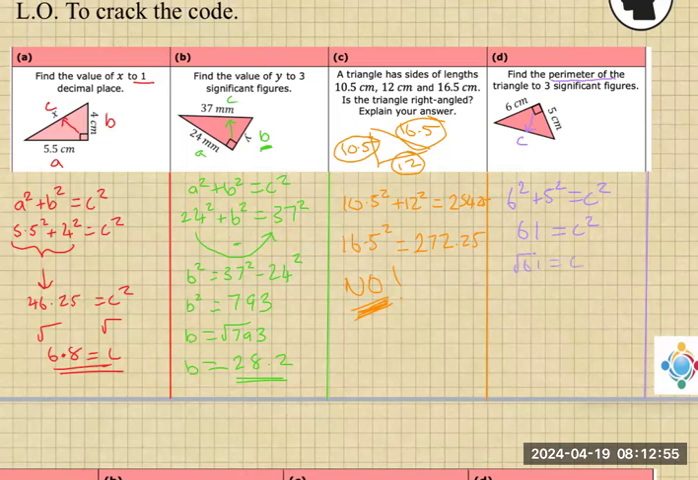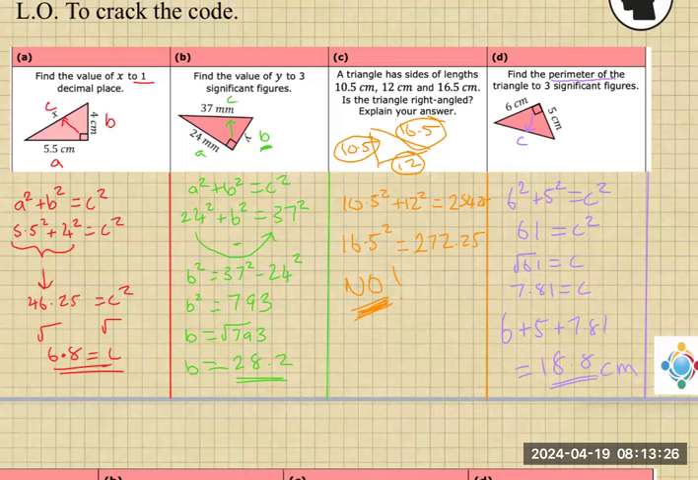So 61 is C squared. That means C is 7.8 to 3 significant figures. And then all I need to do now is add the sides together. So 6 plus 5 plus your answer. So we get 18.8 to 3 significant figures. Okay, and that would be centimeters.